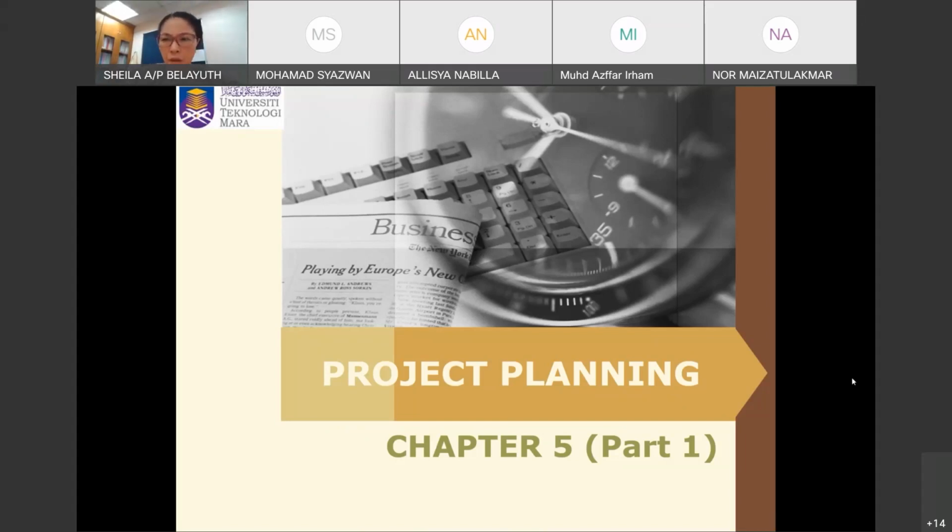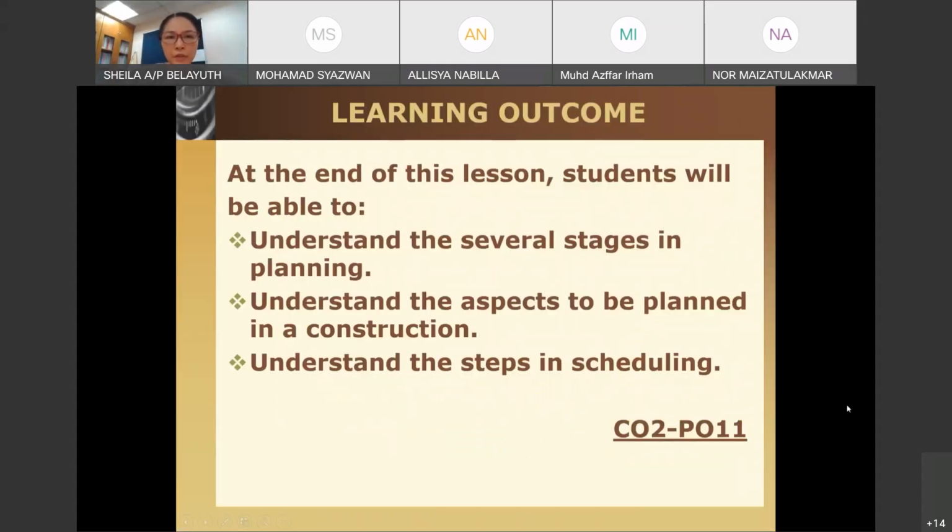All right, so at the end of this, you should be able to understand there are several stages in planning, and there are aspects to be planned in construction and the steps in scheduling. You will first need to plan, identify the activities, then only you can create a schedule. The schedule is the input of the time factor, so duration. The schedule is where you can get numbers. But planning itself is not in numbers. It's in the form of planning activities without the numbers. So when activities are incorporated with numbers, with the duration, itu yang wujud schedule tu.